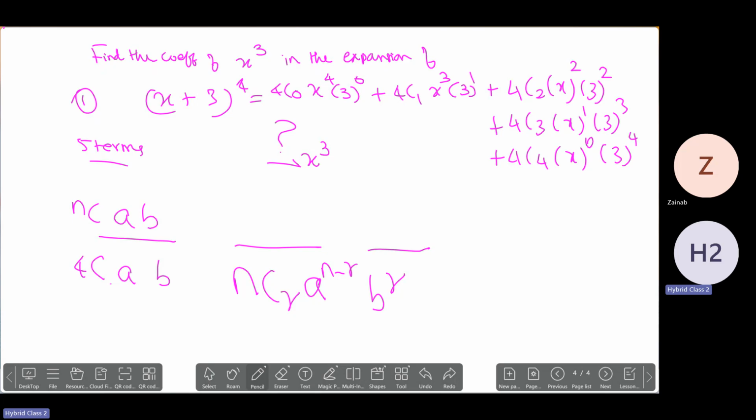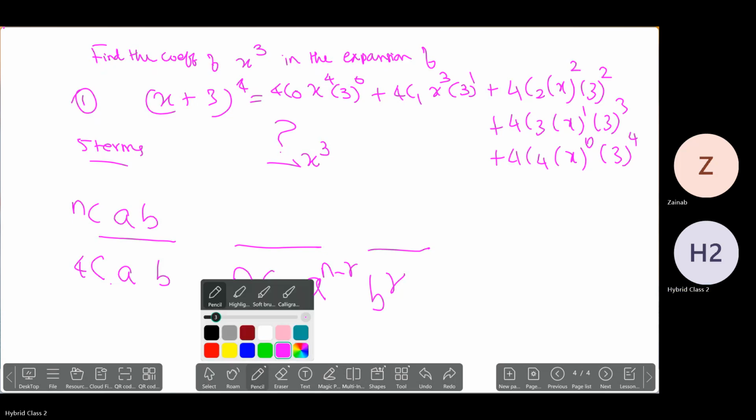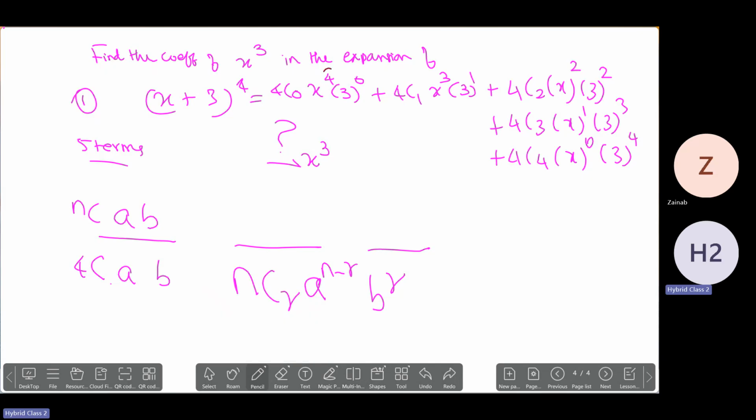Just see the powers of A and B and add them and see what you get. See first term, A to the power 4, B to the power 0. If you add them, what do you get? 4 plus 0. You will end up getting the n value only. In all the terms that works. See here, 3 plus 1, 4. 2 plus 2, 4. 1 plus 3, 4. 0 plus 4, 4. So in all the terms, if you add the power of A and the power of B, you'll get n always.